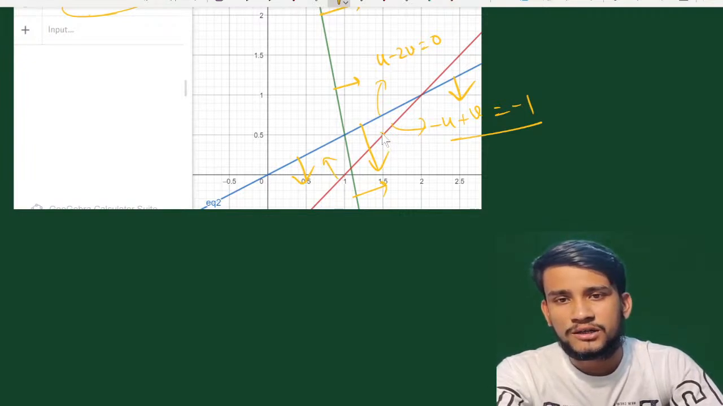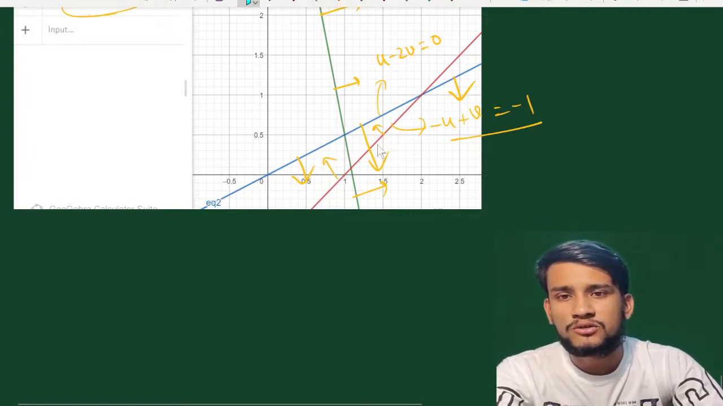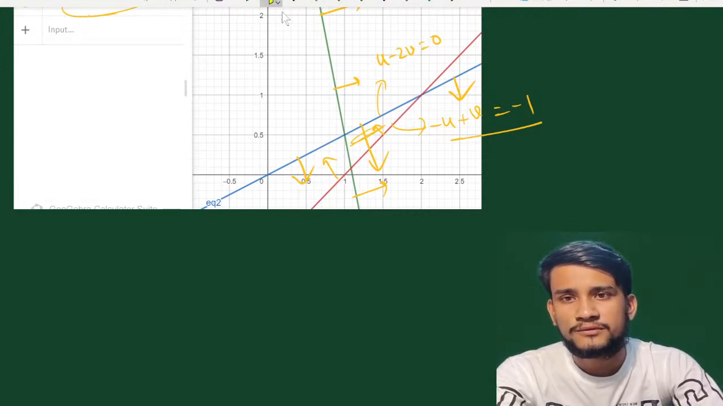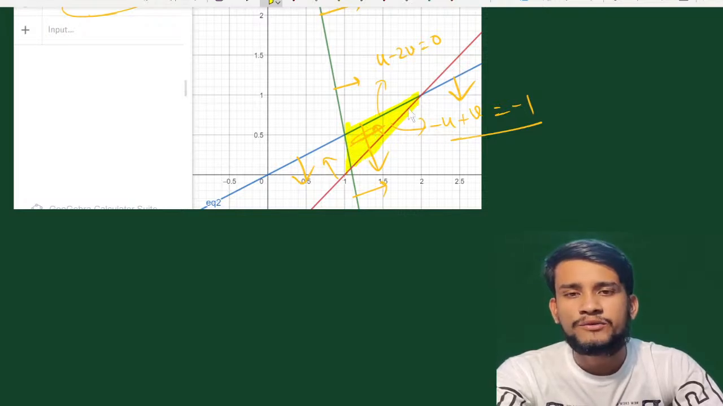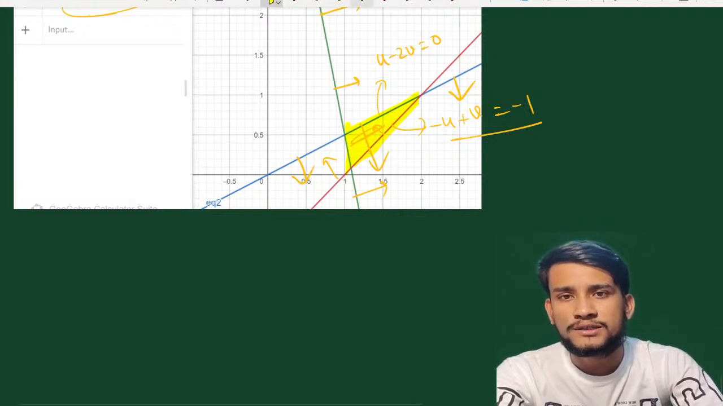Okay, therefore the common region is what? The common region is this one. Okay, now we find the extreme points, that is, the three extreme points are this one, and this one. I just put the values.